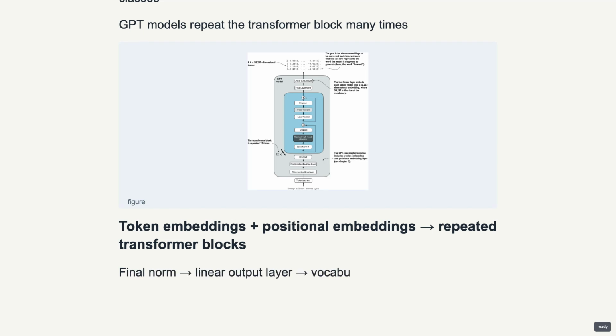After the last block, normalization makes the activations well-behaved before the linear head maps them into vocabulary space. That large final dimension is what gives one score for every possible next token.